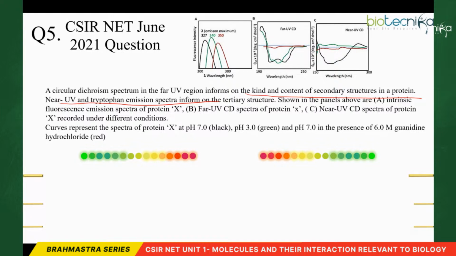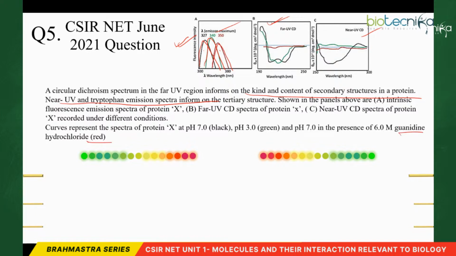So here you have some spectra which are shown. This is the intrinsic fluorescence emission spectra of protein X. This is the far UV CD spectra, and this is the near UV CD spectra of protein X. And these are recorded under different conditions. So red, green, and black represent different conditions. Basically, the black color is for pH 7. pH 3 is the green color, and pH 7 is the red color in presence of guanidine hydrochloride.